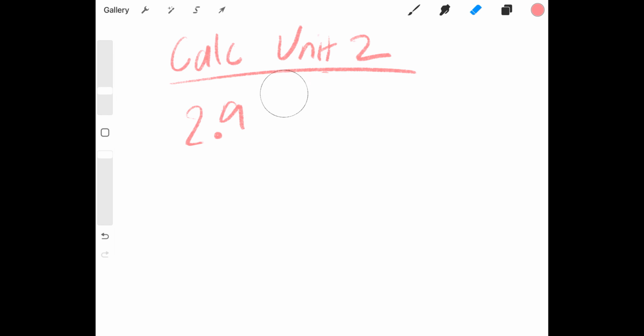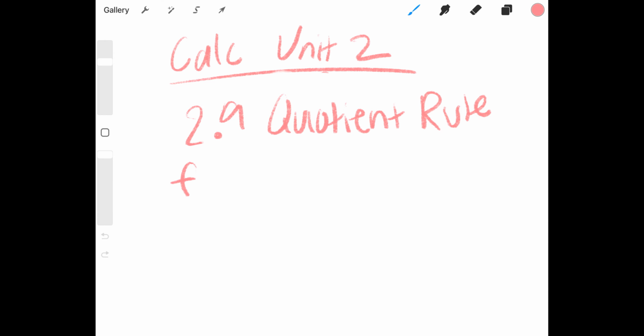2.9 is the quotient rule. This is the most unwieldy rule that we'll learn, probably. That I remember. This is the most unwieldy thing that I remember, okay? So you learn how to multiply two differentiable functions together. So now you have to learn how to divide.